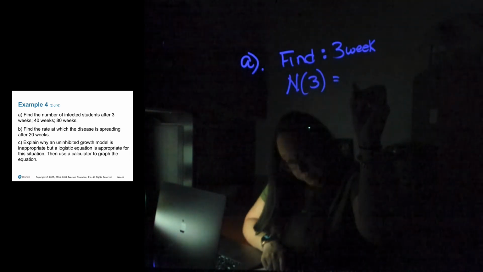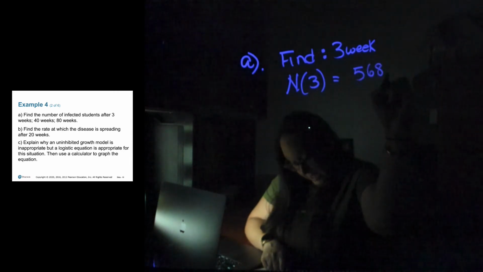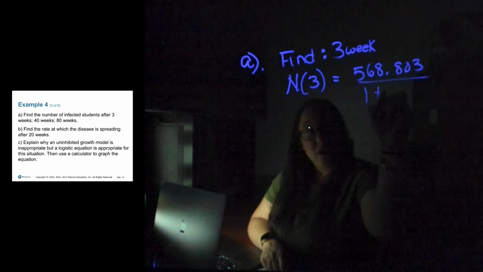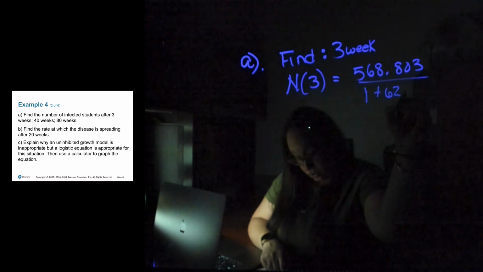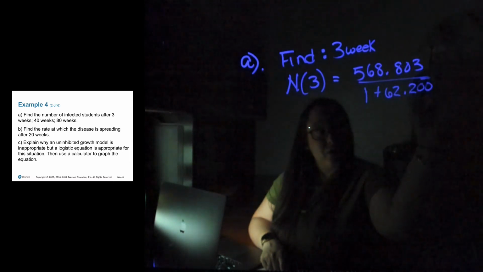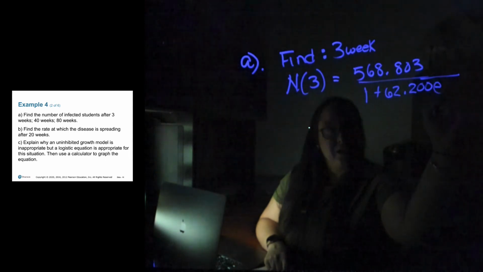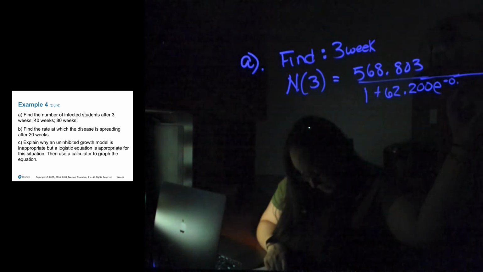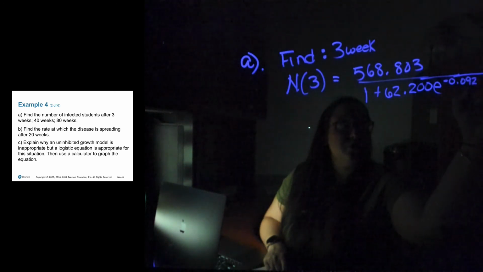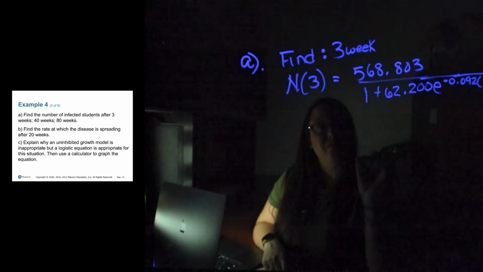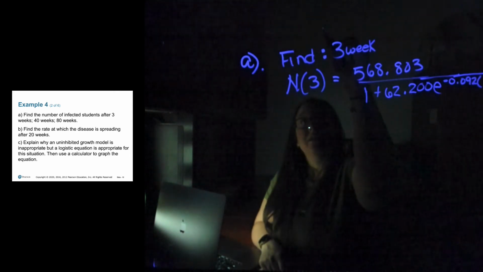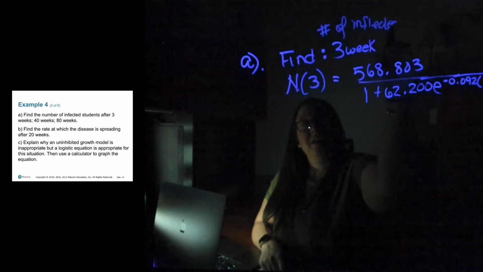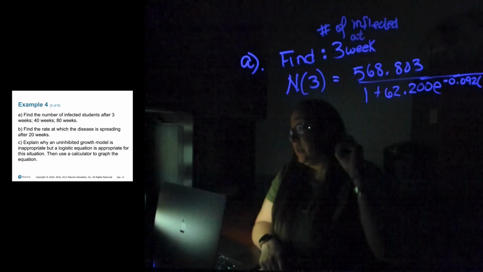N of 3 is going to be equal to that 568.803 divided by 1 plus 62.200, and there we're going to have our e, and we're going to raise that with an exponent of negative 0.092. And because we want to know the number of infected, I should probably put this there. Number of infected at 3 weeks.